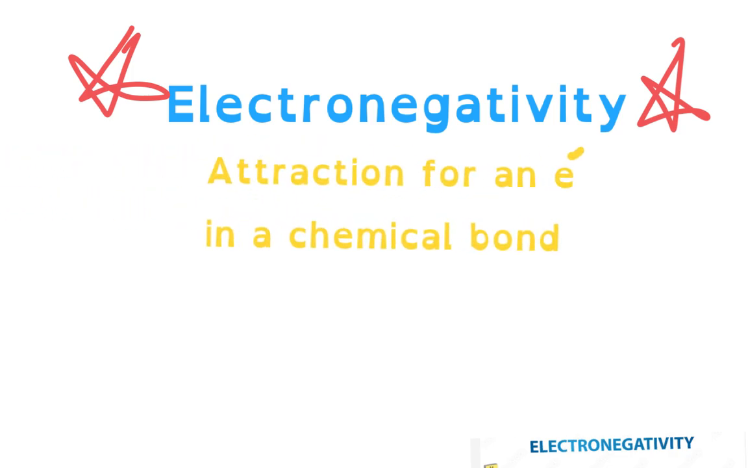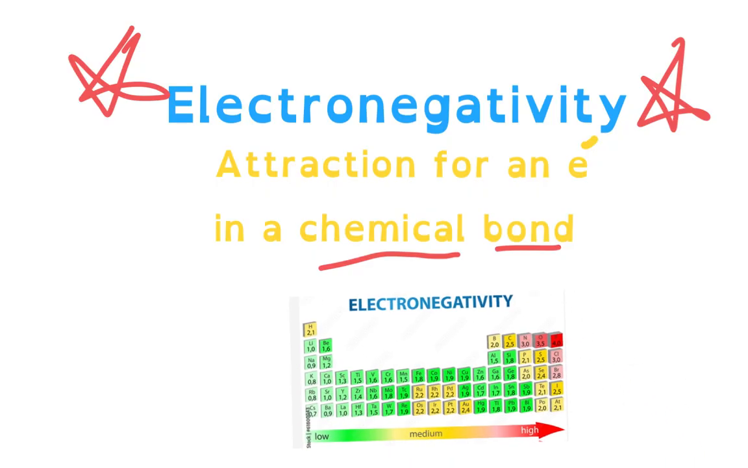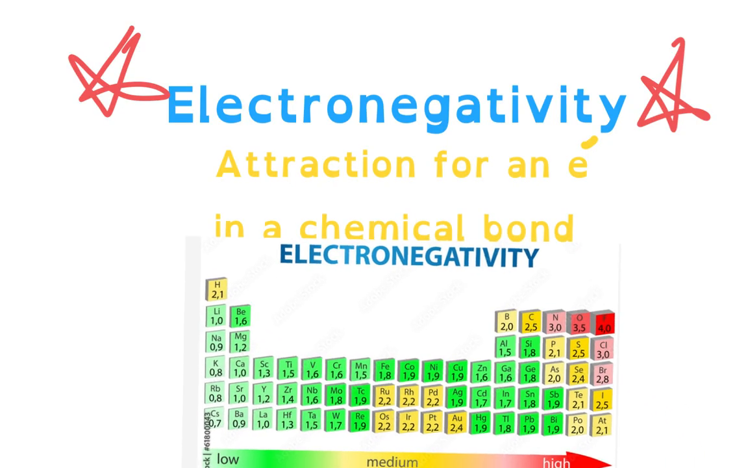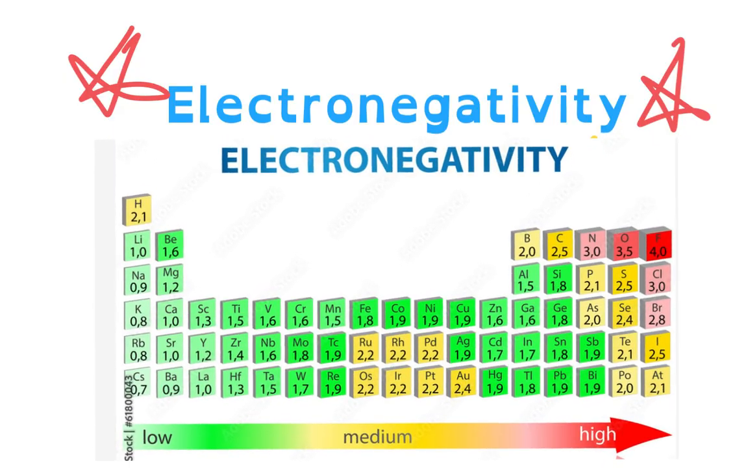So what is it? Well, you need to know it's the attraction for an electron in a chemical bond. Most important, when two elements are chemically bonding, who's attracting that electron more? Whoever has the greater electronegativity value. And if we look at the periodic table, they actually have those values. So if you look here, who has the highest value? Well, that would be fluorine, the highest electronegative element on the entire periodic table. Whereas if you look down here, cesium has the least.